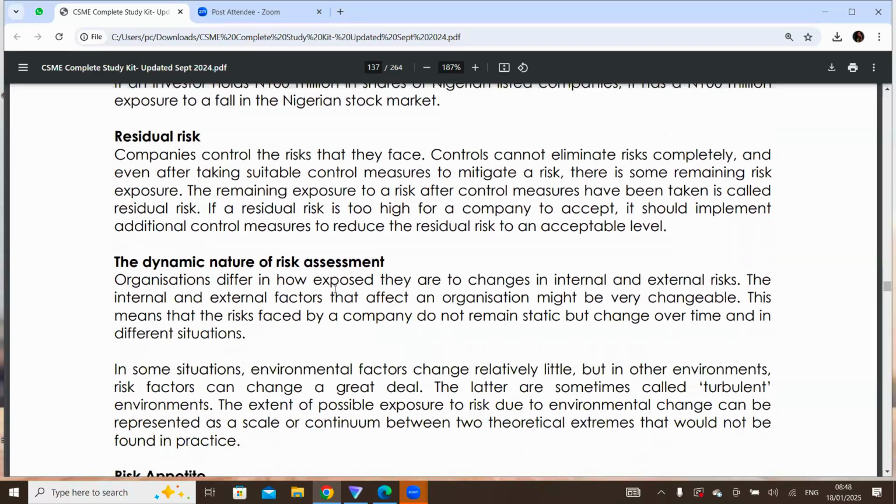So we have the next one, residual risks. This one I like. It's very simple and it makes a lot of sense. What is residual risks, Alexa?